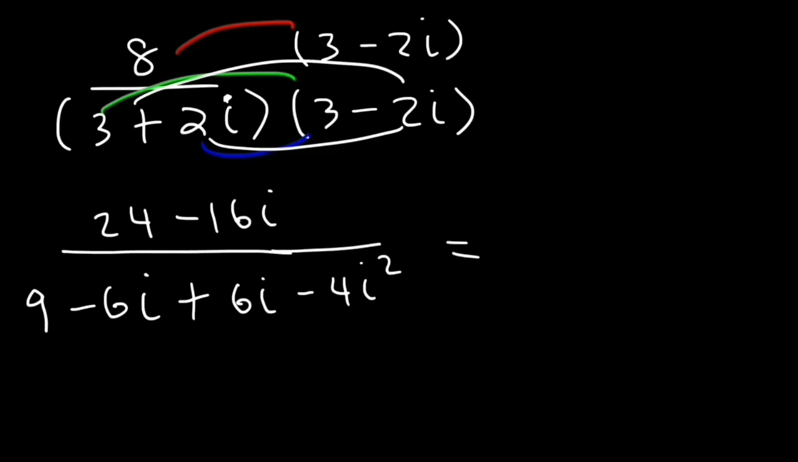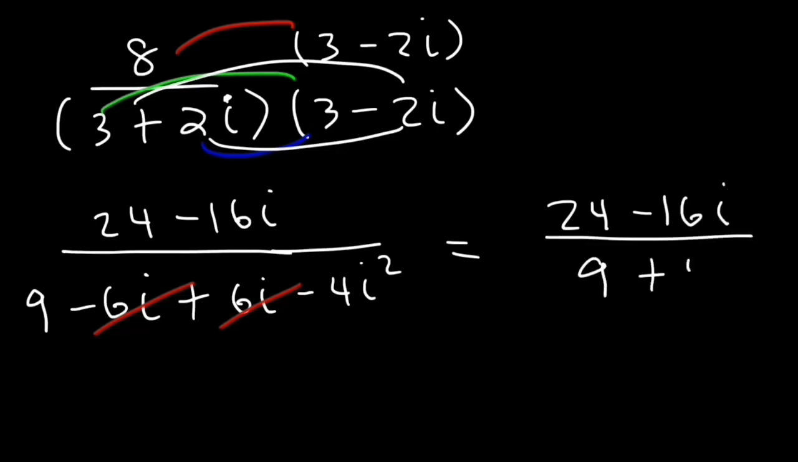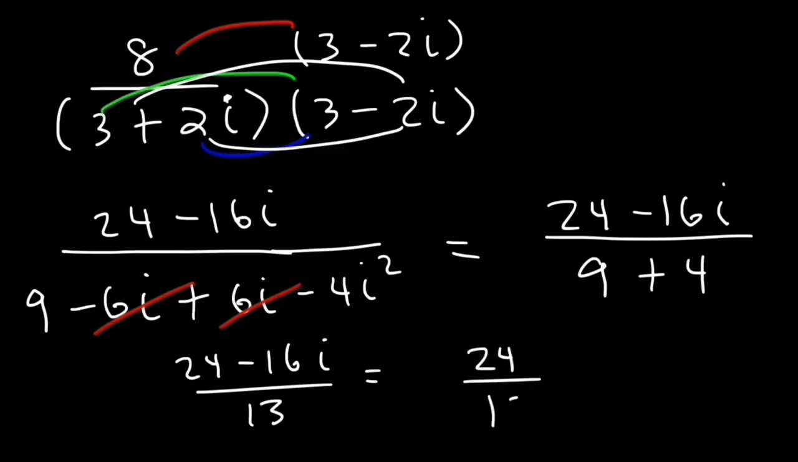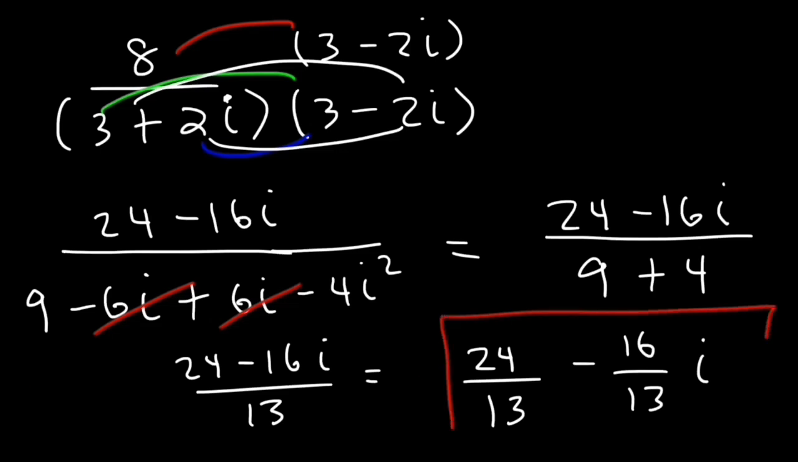So here we'll have 6i cancel out because they'll add to 0. So we'll have 24 minus 16i over 9 plus 4. So here I'll have 24 minus 16i over 13. So in the form of a plus bi, we'll have 24 over 13 minus 16 over 13 i. So that's the answer.